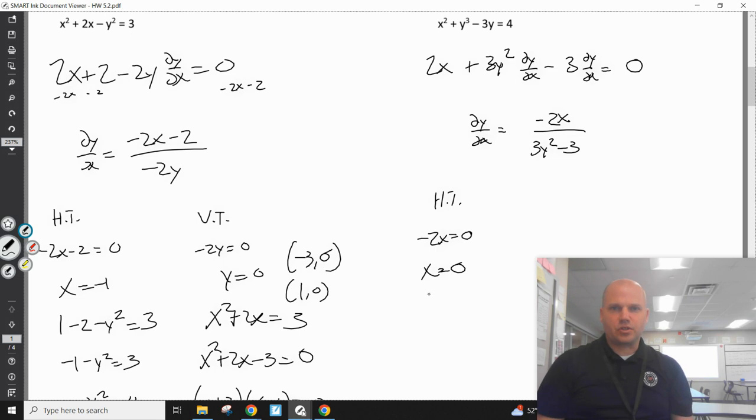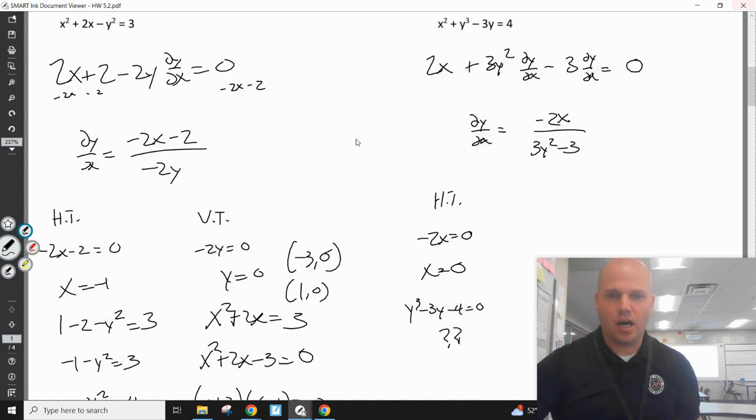Horizontal tangents, x equals 0. If x equals 0, I get y cubed minus 3y minus 4 equals 0. I don't know. Probably none. Wouldn't expect you to figure that out. Vertical tangents, though.